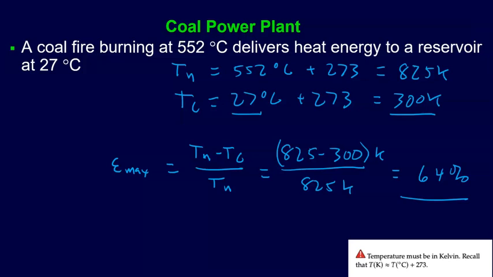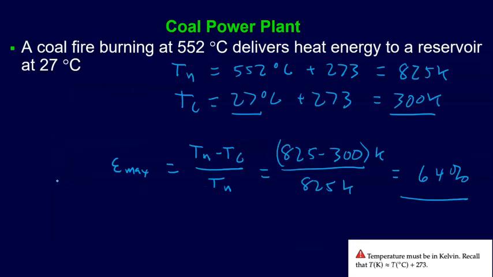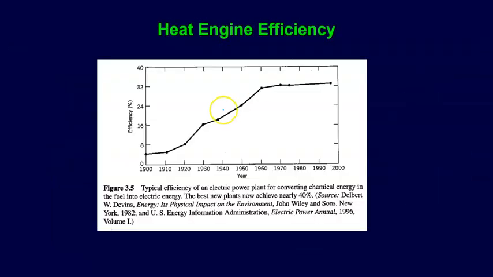But unfortunately, this second law of thermodynamics, the entropy, actually puts a limit on what you can do. No matter how good you are at building a coal fire power plant, the best you can do is 64% efficiency. You're going to end up having to waste some energy. So again, just like this, energy waste is inevitable. In this case, 64%.